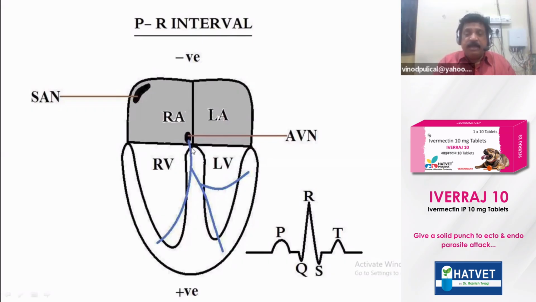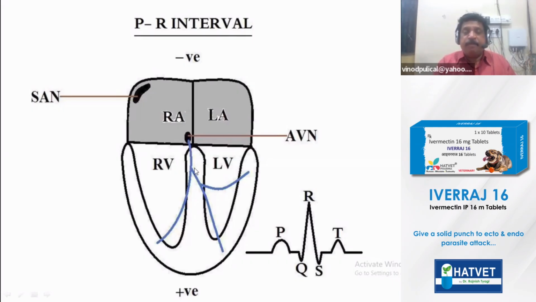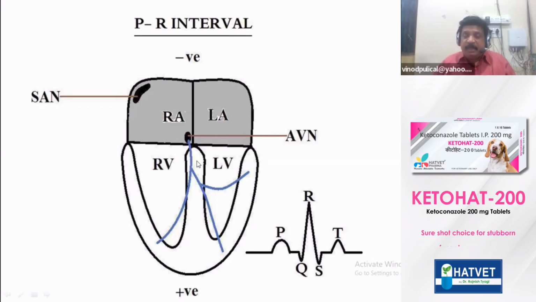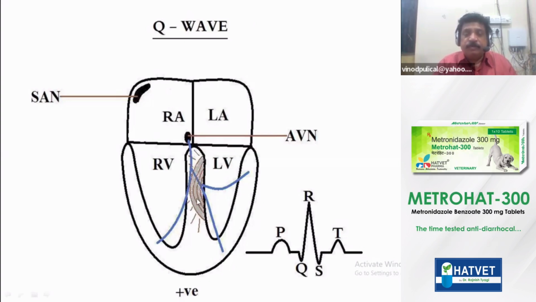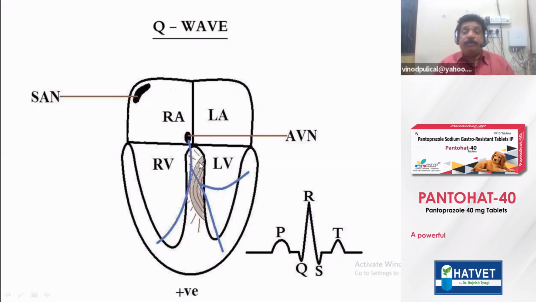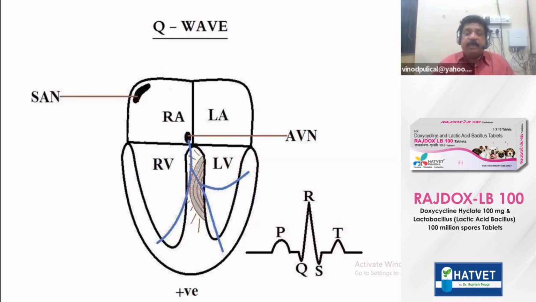Suddenly it jumps into the bundle of His, and quickly it traverses towards the apex. By this time, the basilar areas of the interventricular septum may not be depolarized, and during this time some amount of electrical impulse will go back and depolarize the basilar areas of the interventricular septum. So that is a Q wave. Whenever the electrical impulse moves from the base towards the apex, it produces a positive wave, and whenever it reverses, moving from the apex towards the base, it produces a negative deflection. That is what is seen in the ECG.